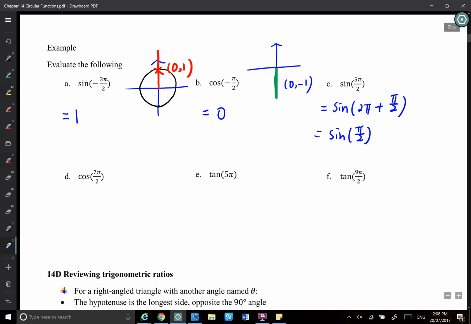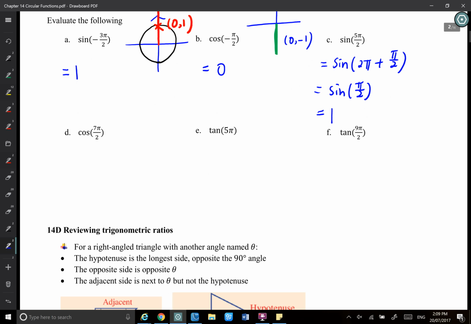You can add as much as 2 pi to that angle or subtract as much as 2 pi from that angle. Okay, you can keep adding 2 pi or keep subtracting 2 pi from an angle. That will give you the same sine, cosine, and tangent value. It must be 2 pi. It can't be pi. So sine pi over 2 is the same position as that one, which equals 1 as well. So that is 1.